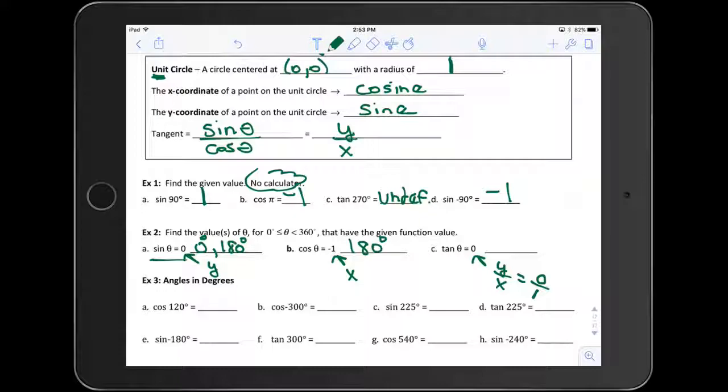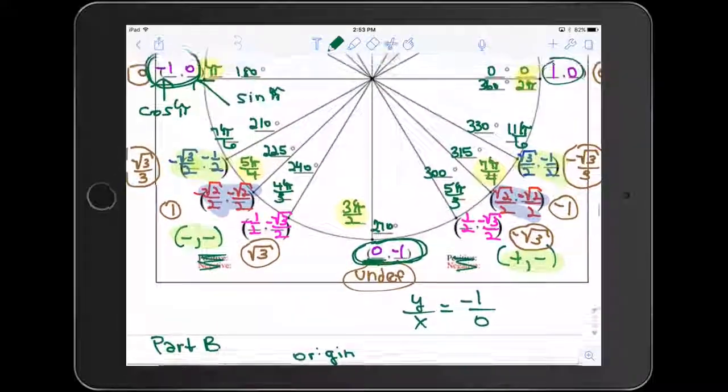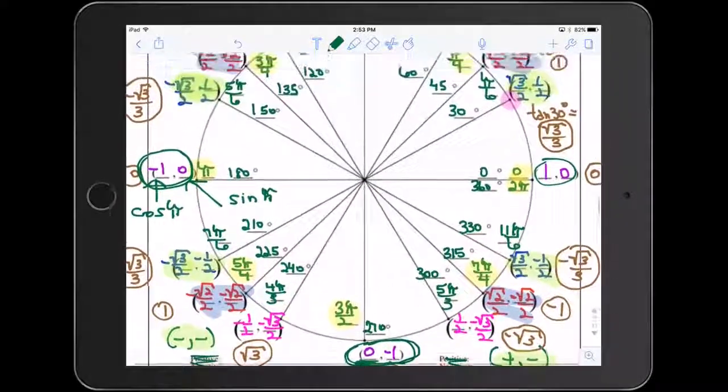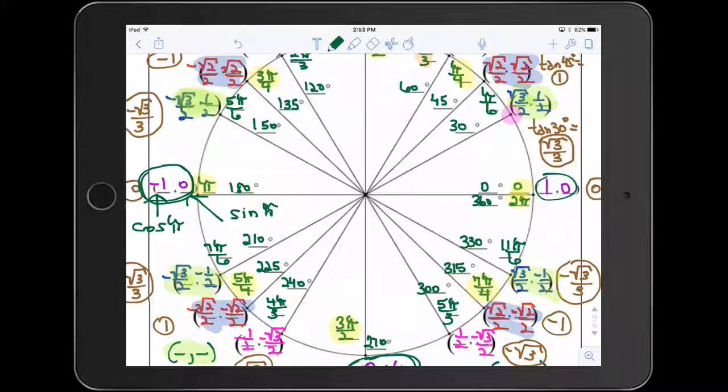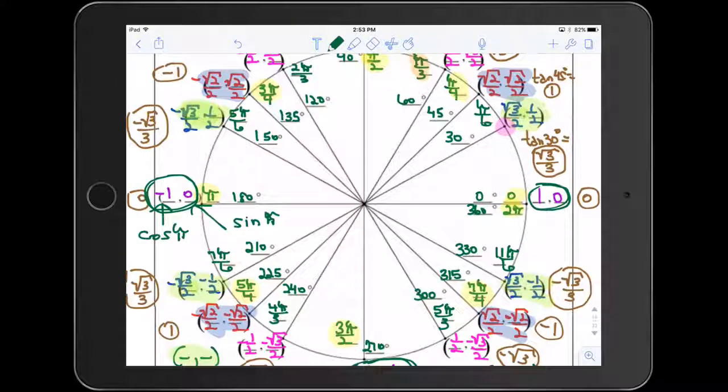You don't want the x coordinate to be 0 because that would make it undefined. So I'm going to come up here, and where is the y 0? It would be right at this spot here at 0 degrees. And again, also at 180.